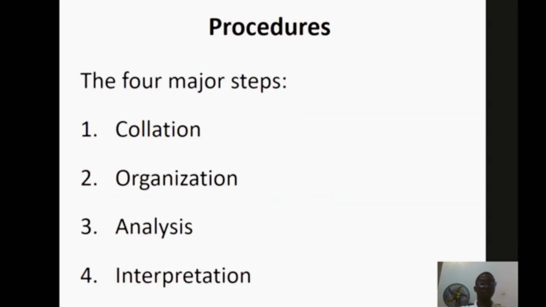Now, let's look at the procedures. It's just basically on information processing. What are the procedures? Basically what we've talked about. But here we are just trying to take each of them and break it down and help us to understand. First stage is collation. Second stage is organization. Third stage is analysis. Then the fourth stage is interpretation.